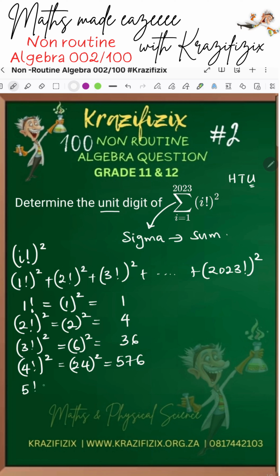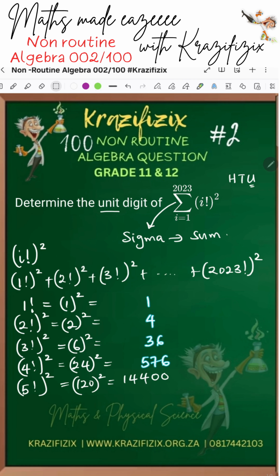Now, what is 5 factorial? 5 factorial would be 120. You can even use your calculator to check that. And 120 squared would be 14400. Now, if I were to continue, it's going to be a very big number. But let's start looking at patterns.